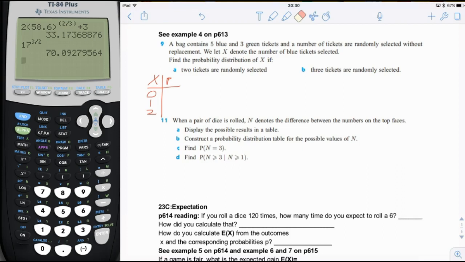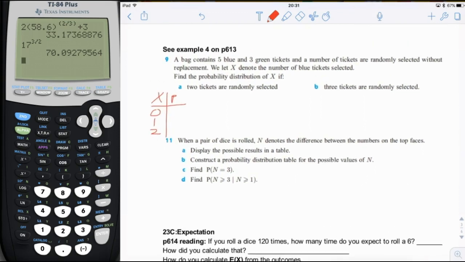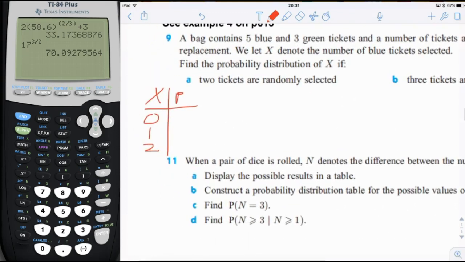Well, if 2 tickets are randomly selected, the different outcomes are 0 blue tickets, 1 blue ticket, and 2 blue tickets. So what's the probability that we're going to get 0 blue tickets? That would be if we get 2 green tickets. So that would be like GG, right? Green would be 3/8 times 3/8.